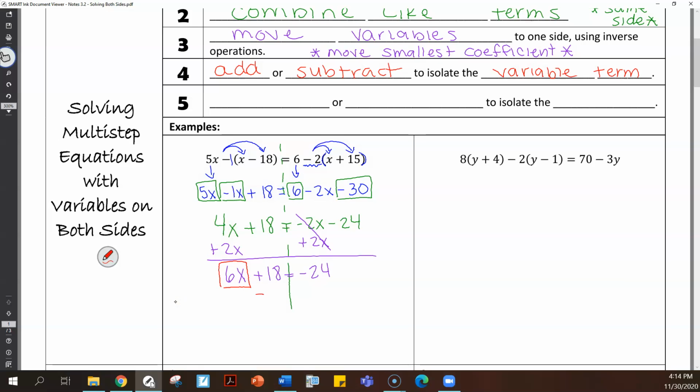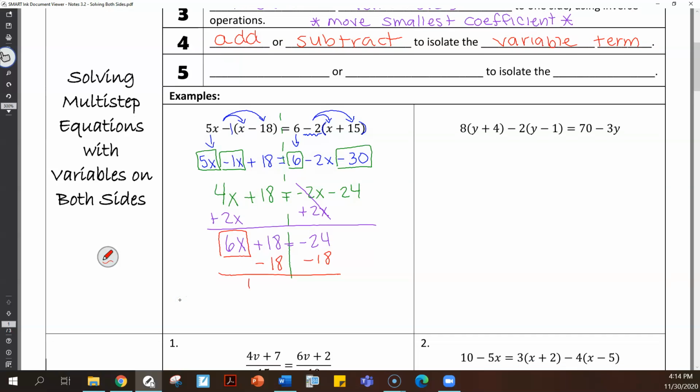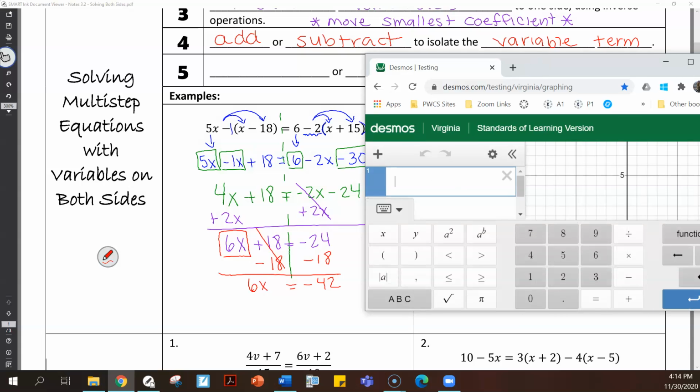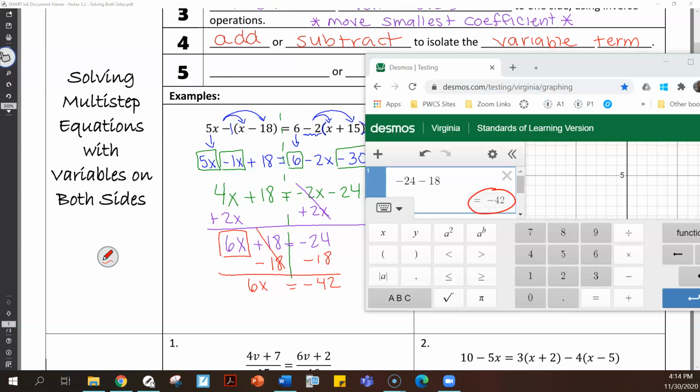So I'm going to subtract, remember we use inverse operations, 18 on both sides to get rid of it. I haven't done anything at all to 6x, so it's just going to come down. My 18 and my negative 18 are going to reduce to 0. They're going to go away. And then negative 24 minus 18, I'm just going to calculate that the same way I would anything else. Negative 24 minus 18 equals negative 42. Okay, and you can check that in Desmos if you want. I just type it the way I see it. Negative 24 minus 18 gives me negative 42 right here.